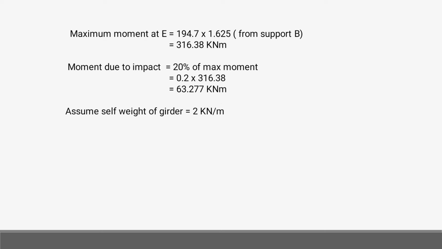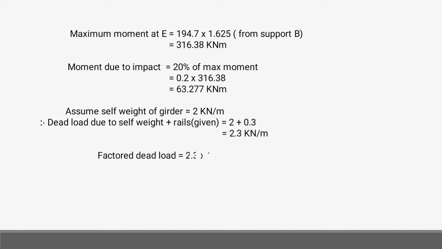Then assume self weight of the girder is equal to 2 kilonewton per meter. Dead load due to self weight plus rails is equal to 2 plus 0.3, which is equal to 2.3 kilonewton per meter. So you can assume the self weight of the girder as 1 kilonewton or up to 4 kilonewton. Then factored load is 2.3 into 1.5, which is equal to 3.45 kilonewton per meter.